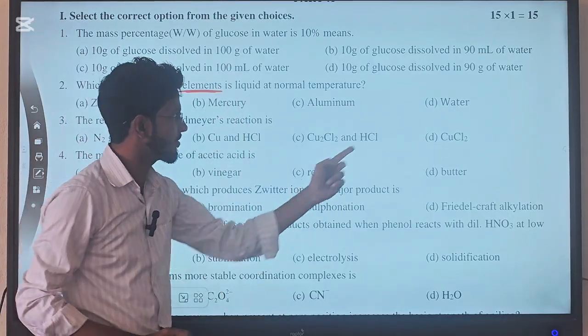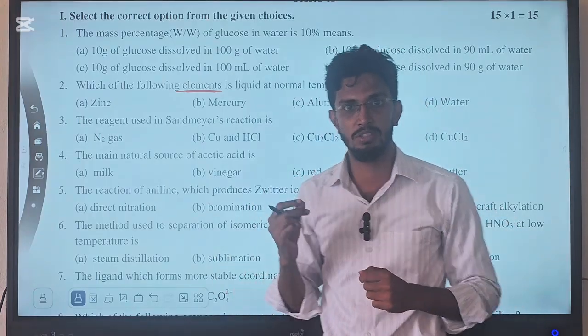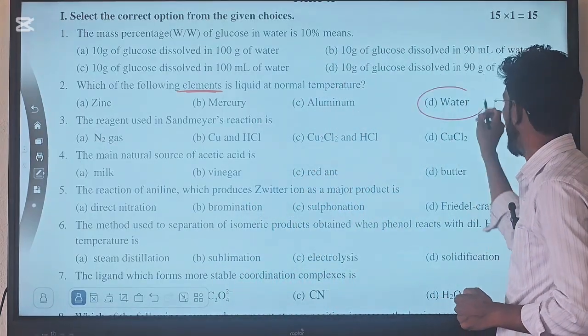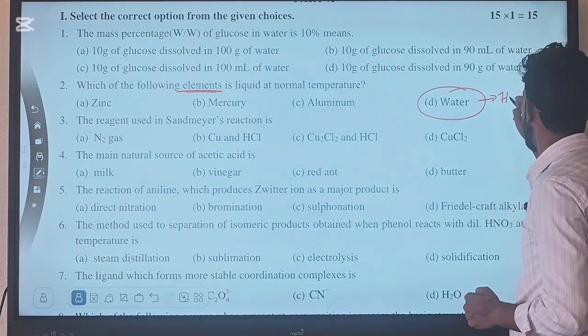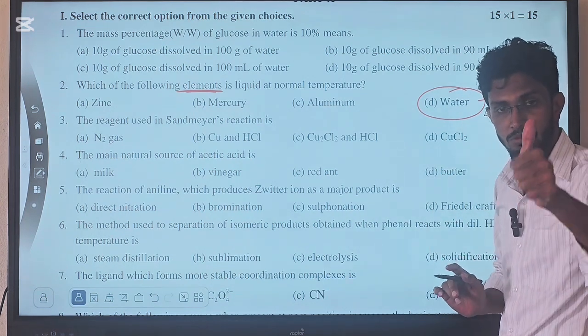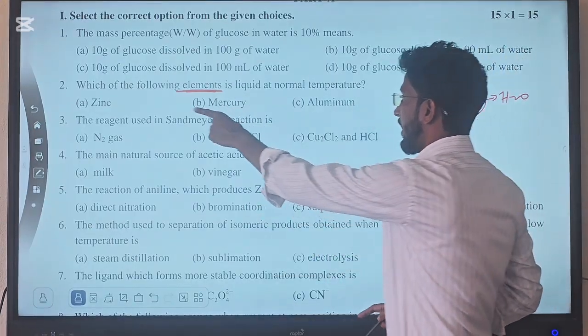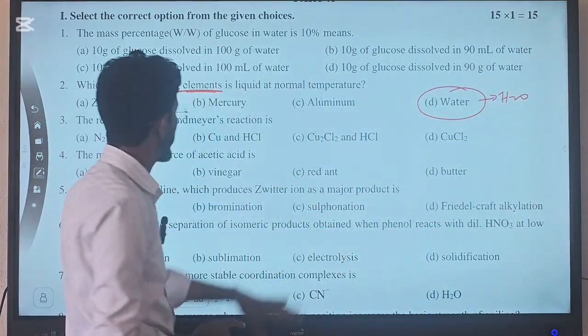Most of the students get confused, because water, as we know from daily life, is in liquid form, but water is not an element. Water is a compound. H2O is a compound. Water is a liquid, but it is not an element. Okay. Which element? The question is, which element is liquid?